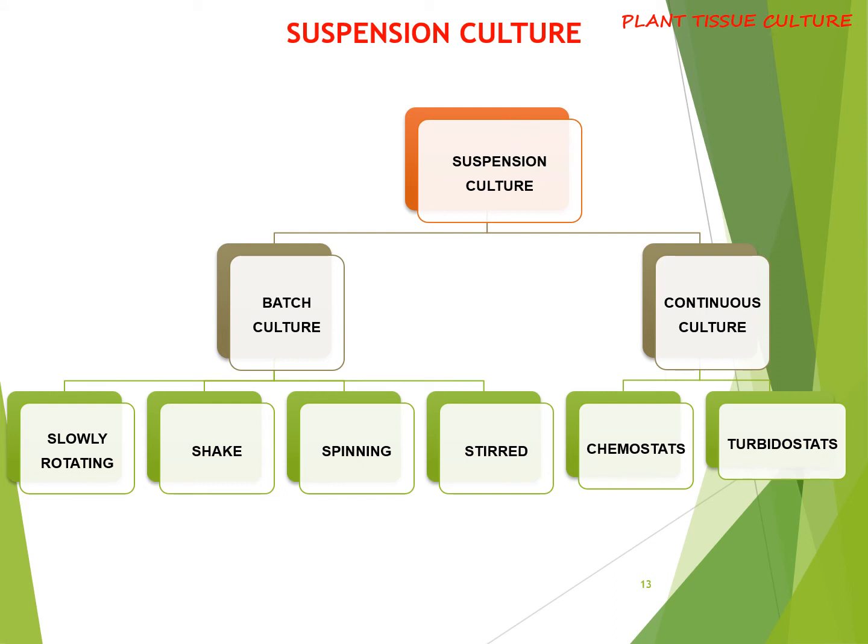Types of suspension culture. Depending on whether the suspension culture is a closed system or an open system, it can be divided into two types, the batch culture and the continuous culture. The batch culture is again divided into slowly rotating batch cultures, shake batch cultures, spinning, and stirred batch cultures. While continuous cultures are divided into two types, the chemostats and the turbidostats continuous suspension culture.